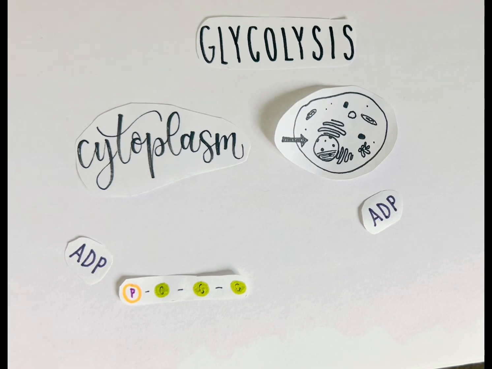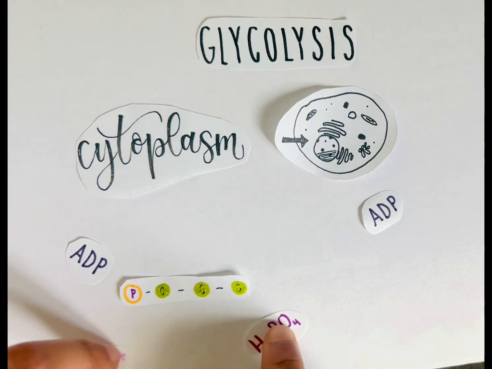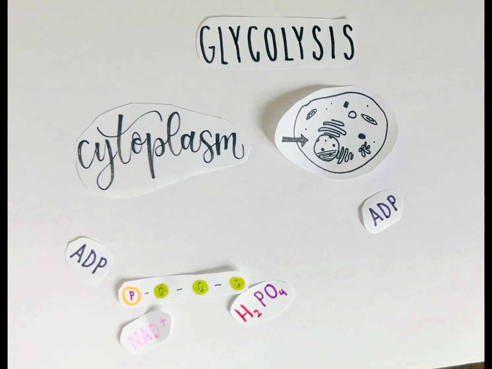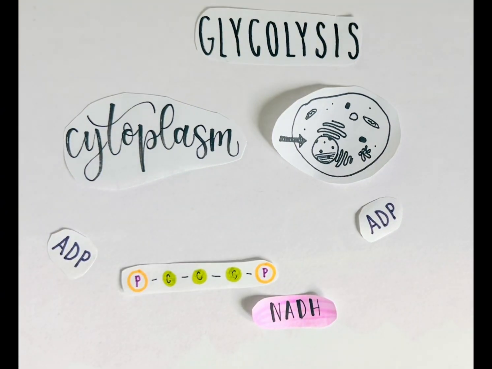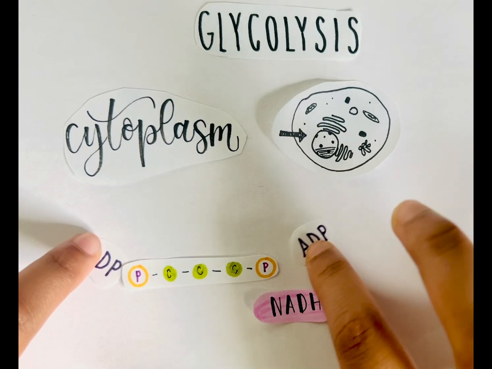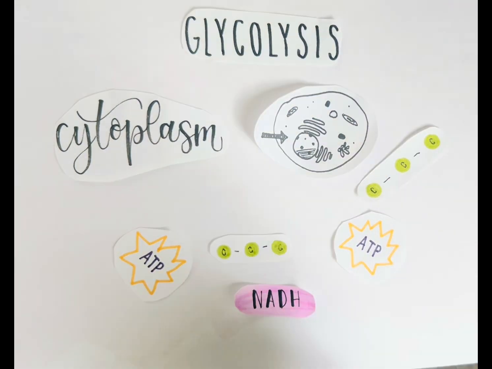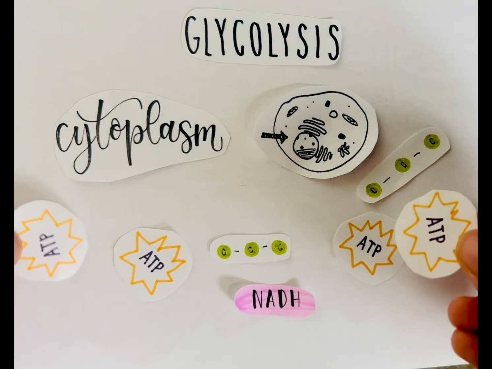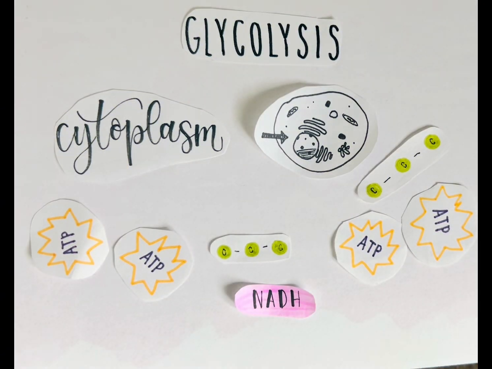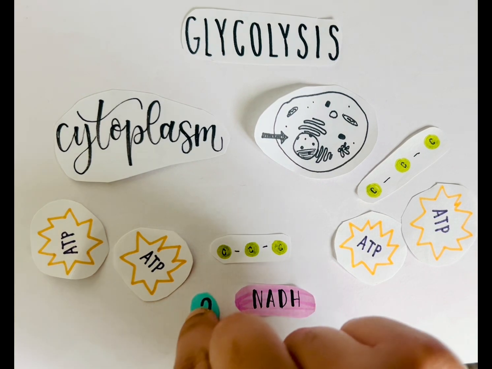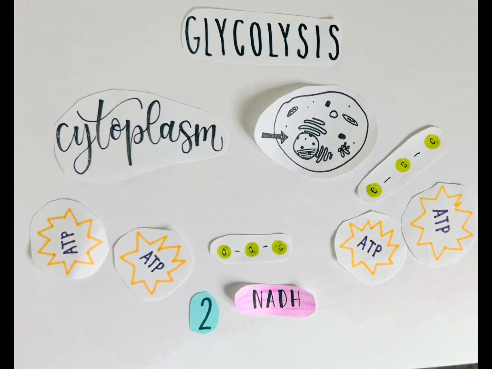This is phosphorylated by a phosphate compound, such as hydrogen phosphate, and NAD+ at this point is reduced into NADH, an important electron carrier. The ADPs are phosphorylated to produce ATP, resulting in pyruvate. The same thing happens for the other molecule, so this results in 4 ATP. Since 2 ATP was consumed in the beginning, the net ATP production is 2, and 2 NADHs are produced.